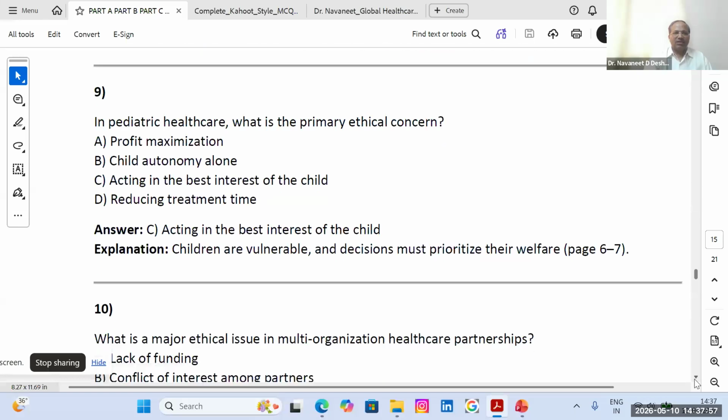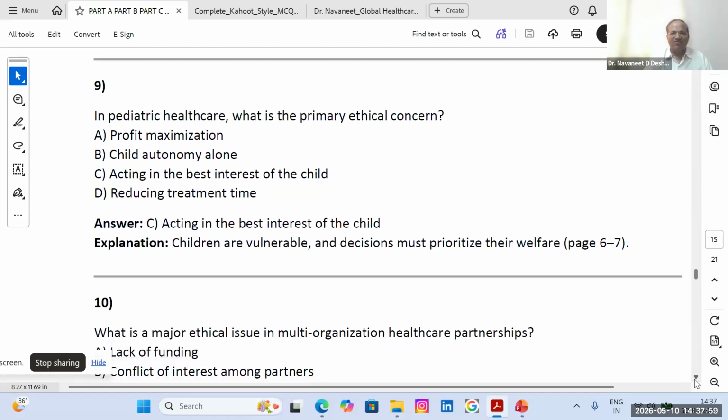Ninth question. In pediatric healthcare, what is the primary ethical concern? A. Profit maximization. B. Child autonomy alone. C. Acting in the best interest of the child. D. Reducing treatment time. C. Acting in the best interest of the child. Explanation: children are vulnerable and decisions must prioritize their welfare.